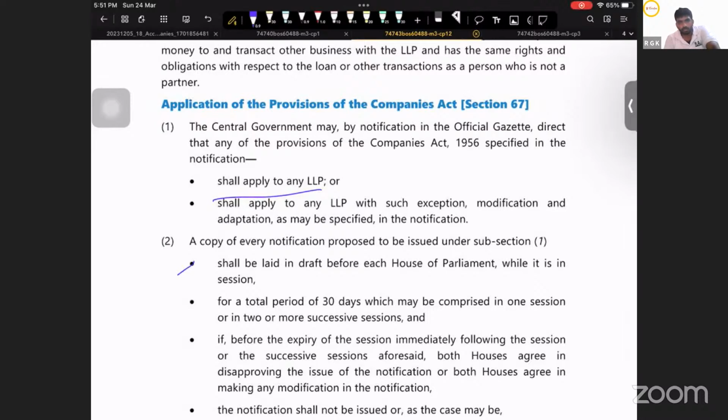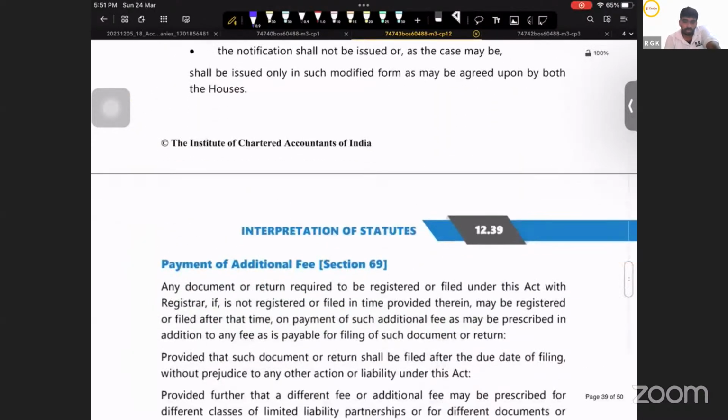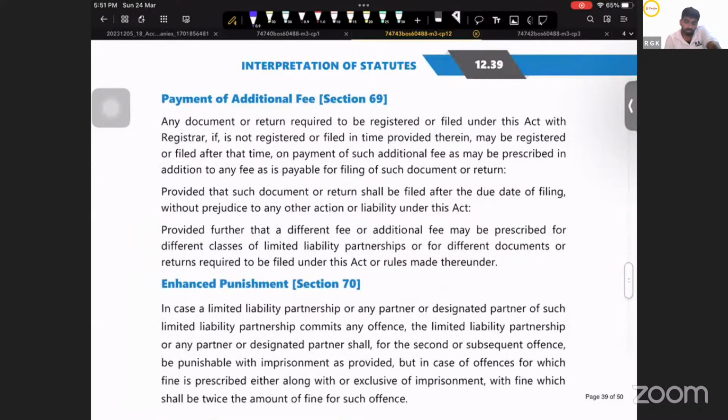Provisions of Companies Act, if you want to make it applicable to LLP, you have to lay it before the parliament. Only if parliament approves it, then provisions can be made applicable.